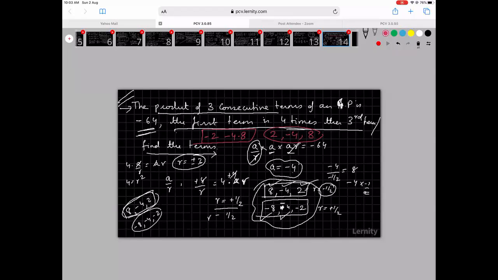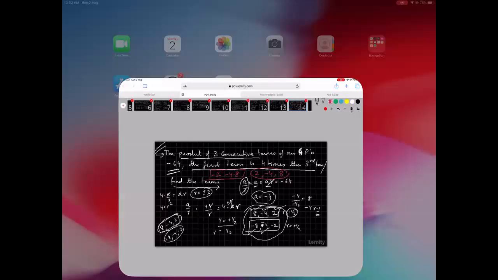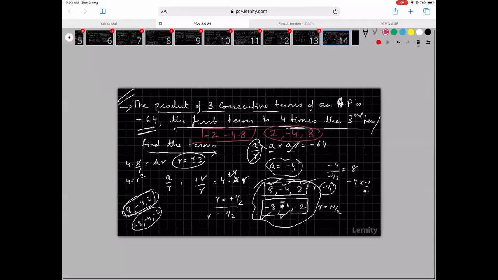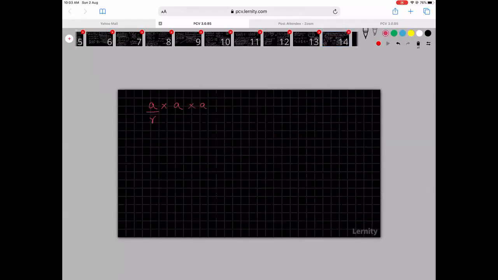Okay, so I hope it is understood. Don't worry about the sign. As long as you understand the process. It is given to you that the product of terms A by R, A, AR is equal to minus 64. So this R gets cancelled. So I'll get A cube is equal to minus 64. So if A cubed is equal to minus 64, then I'll get A is equal to minus 4.